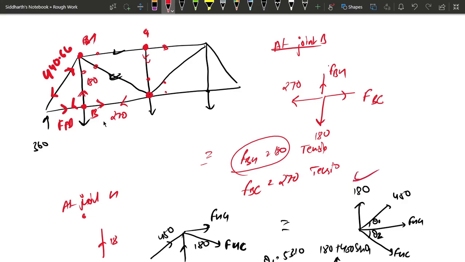using this approach. So like this we can solve the whole truss using the method of joints, which is very easy. Thank you.